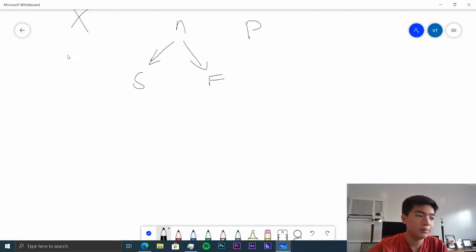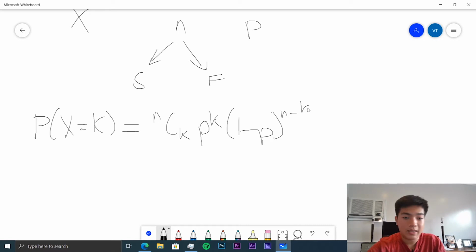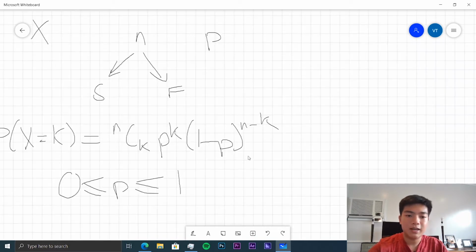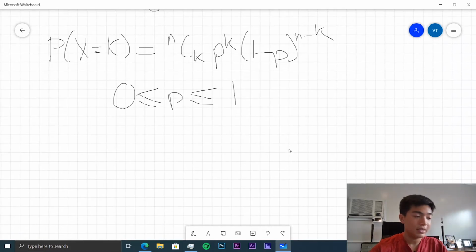If a discrete variable follows a binomial distribution, then the probability distribution function looks like P(X = k), where k is the number of successes, is equal to n choose k times p to the k times 1 minus p to the n minus k, where of course 0 is less than or equal to p is less than or equal to 1. So this allows us to calculate the probability.